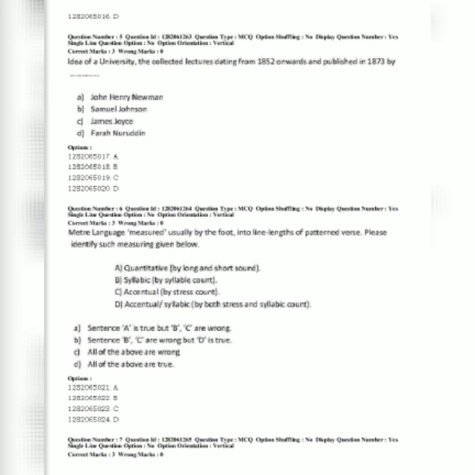Similar is the case with James Joyce. He was a writer who practiced modernism, living in the 20th century. How can he be alive in 1852? Seems rather problematic. And Farah Nuruddin, if you've studied African writers, and if you know a little about African writers, you must be knowing that Farah Nuruddin is still alive. So the only option that makes sense here is John Henry Newman, and you can easily get it right.